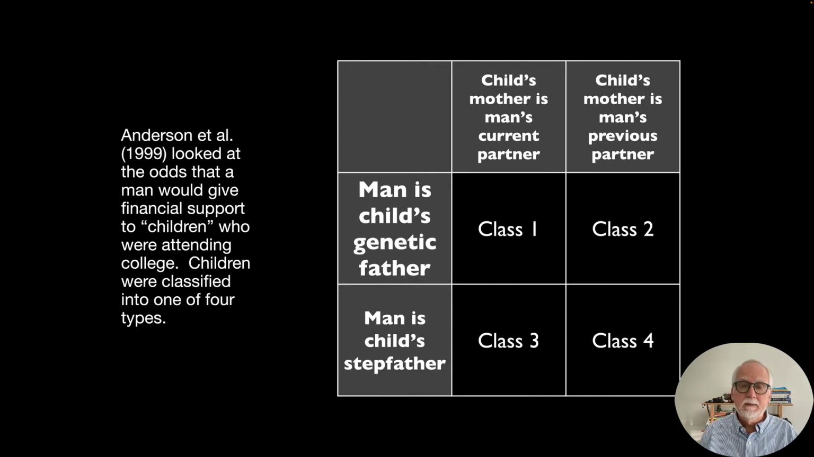And you might suspect then that with class 1, where the child is their genetic offspring, the man would be more likely to give financial support to them, particularly when the man is the current partner with the mother. Even if they're not currently with each other, the man who's the child's genetic father in class 2 would probably support their offspring more than the cases that you see there for 3 and 4. At least that's what was hypothesized.